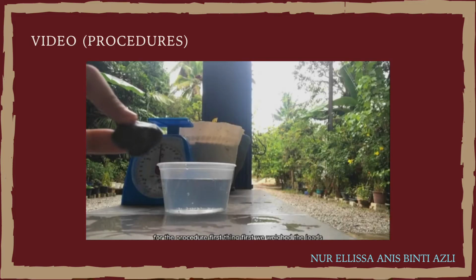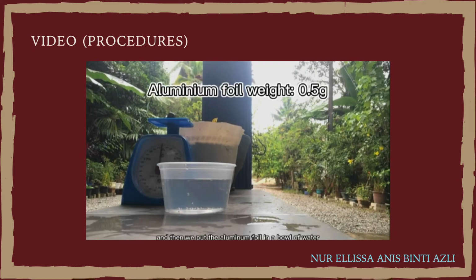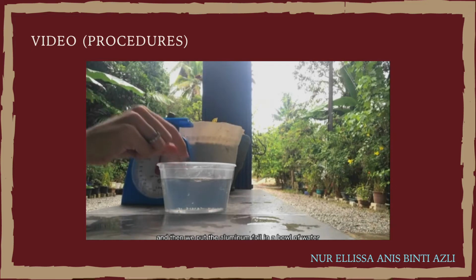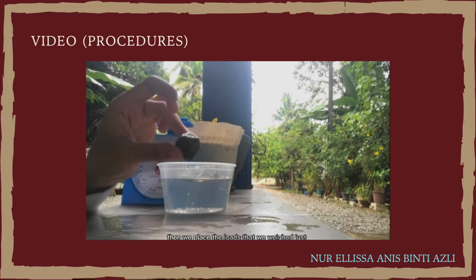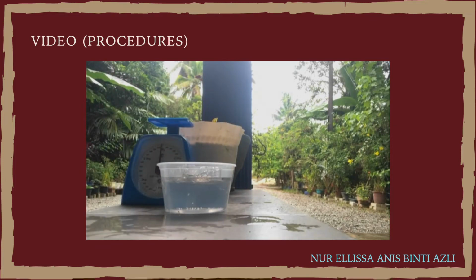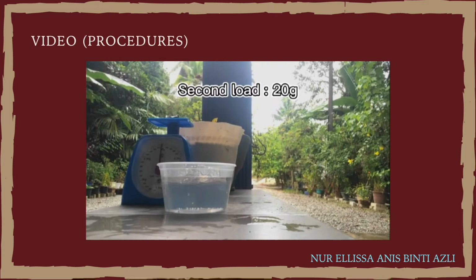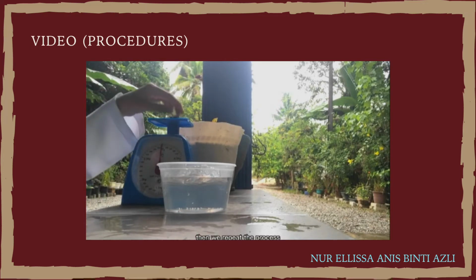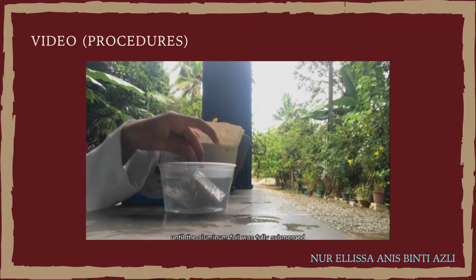For the procedure, first of all, we weigh the loads and then we put the aluminium foil in a bowl of water. Then we place the loads that we weighed just now in the bowl of water. And the result was taken based on the aluminium foil buoyancy. Then we repeat the process until the aluminium foil was fully submerged.